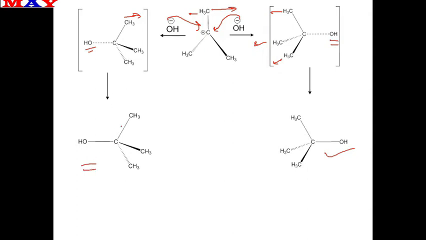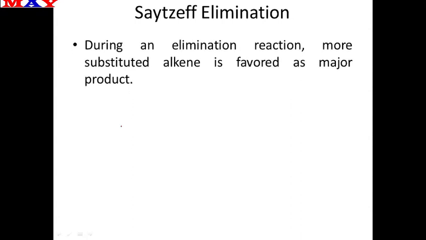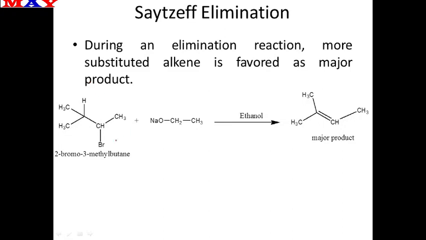Saytzeff elimination. During an elimination reaction, the more substituted alkene is favored as the major product. This is the statement of Saytzeff elimination. This is an example of Saytzeff elimination where, when you react 2-bromo-3-methyl butane with sodium ethoxide in ethanol, we get 2-methyl butene as the major product.